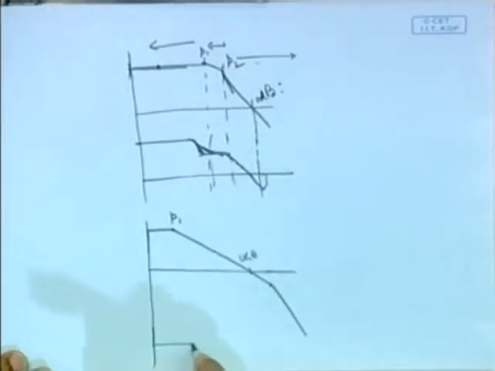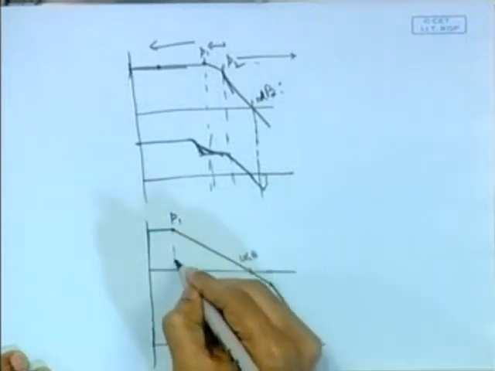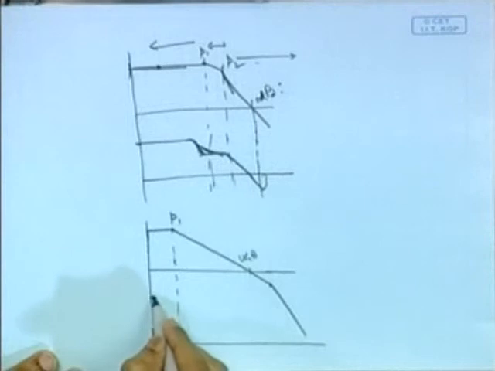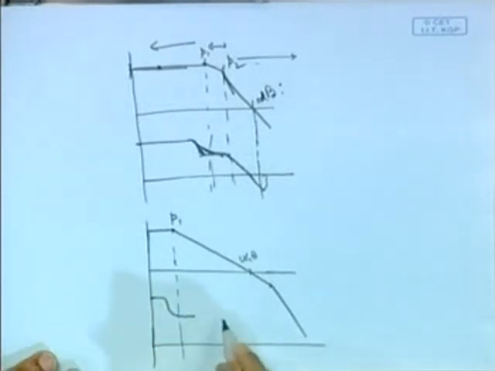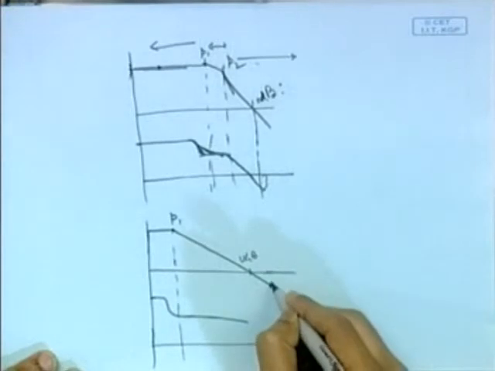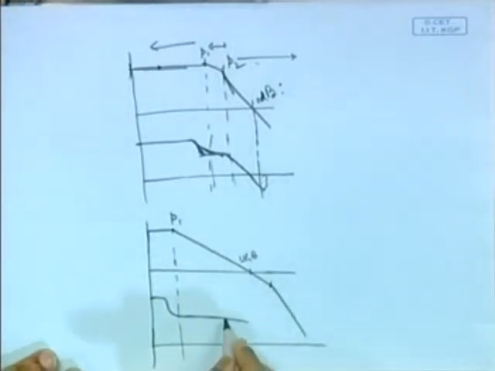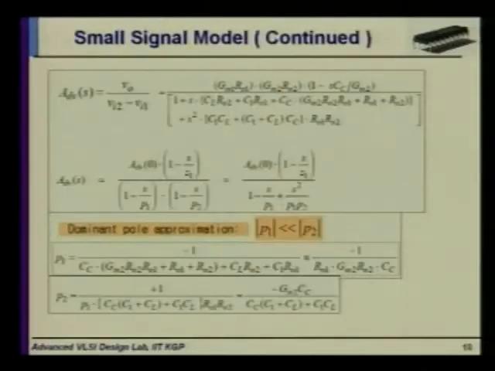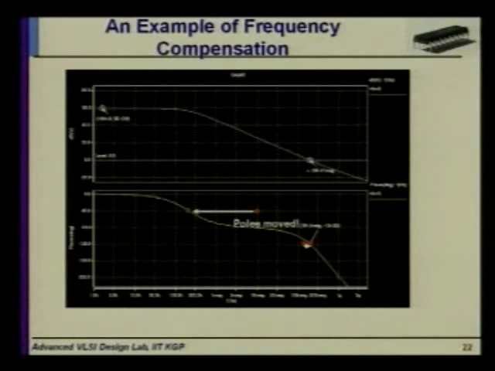Okay, and what about the phase shift? For this pole, the phase will start to decrease at about a frequency omega by 10. So something like this. For the other pole also it will start to decrease at omega by 10, but as you can see from here, at this frequency we have a positive phase margin. Basically, as you can see here, we have moved the poles.